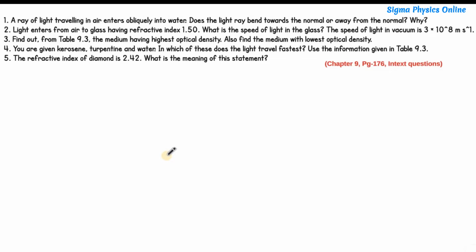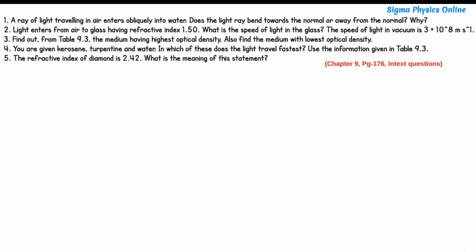Then you are given kerosene, turpentine and water. In which of these does the light travel fastest? Use the information given in table 9.3. Alright, we'll do that. Then the refractive index of diamond is 2.42. What's the meaning of this statement? Alright, so let's solve the first question.